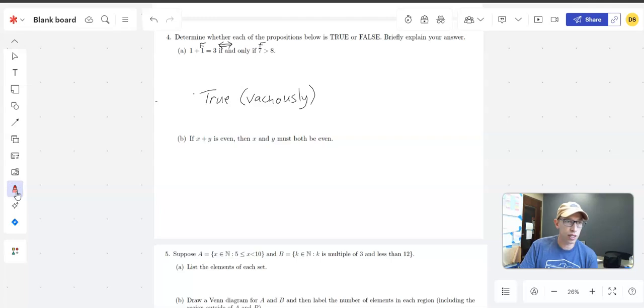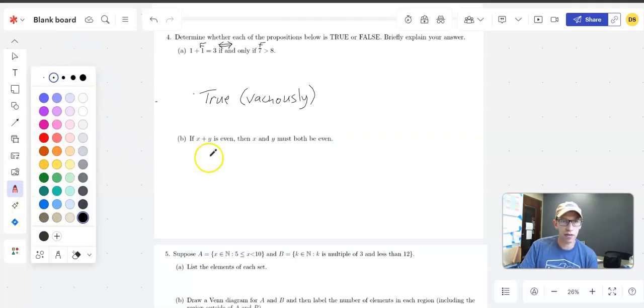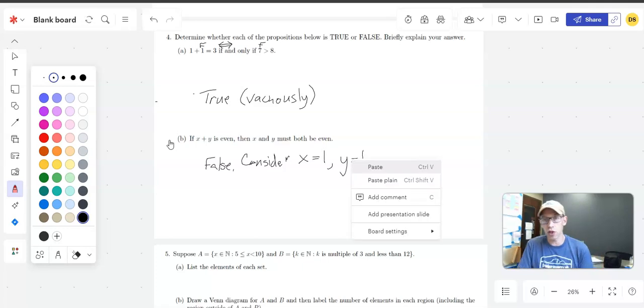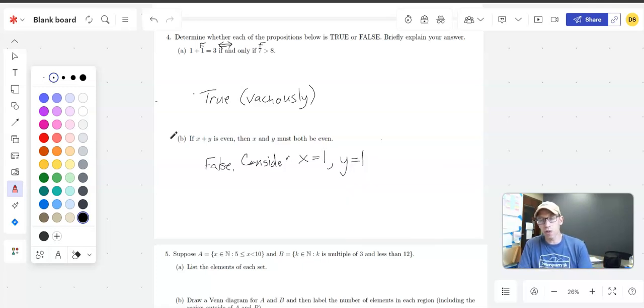All right, let's try this one. If x plus y is even, then x and y must both be even. You could try a few to play around. This is false. Consider x equals 1, y equals 1. You could have them different or the same. When it's written like this, x and y are allowed to be the same or different, but it doesn't really matter here. x plus y is 2, which is even, but x and y are both odd. So this is a single counterexample.